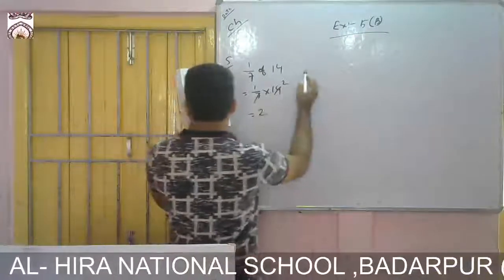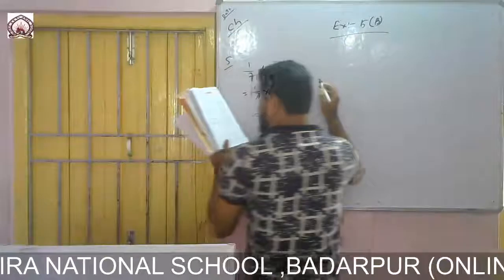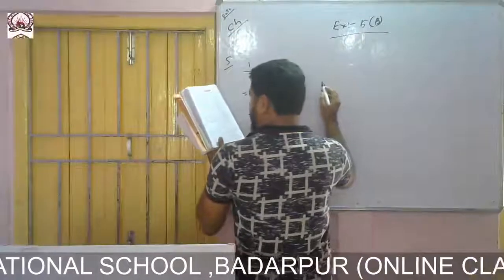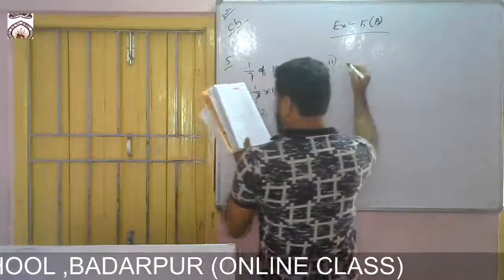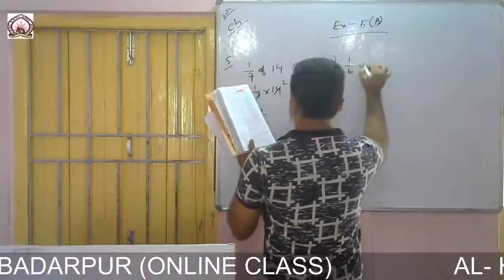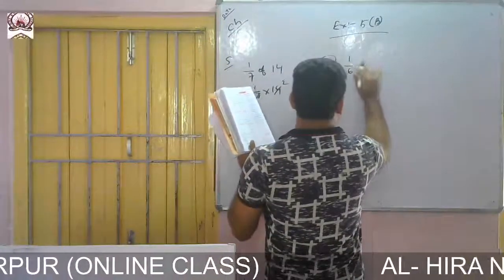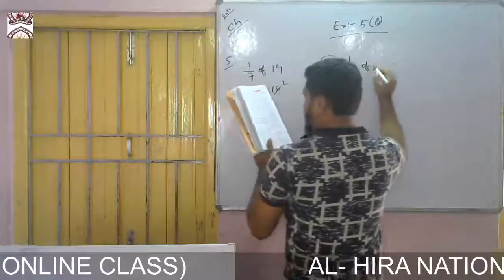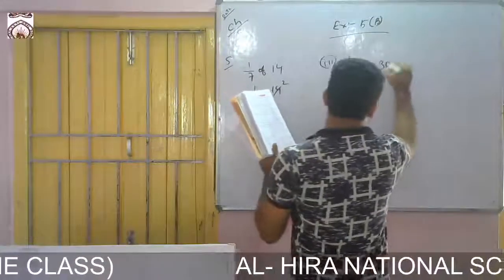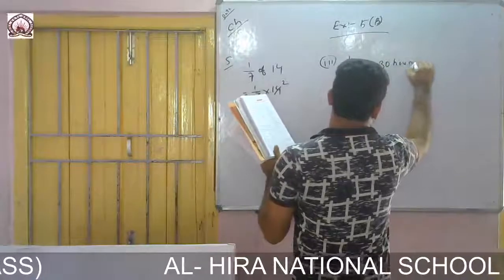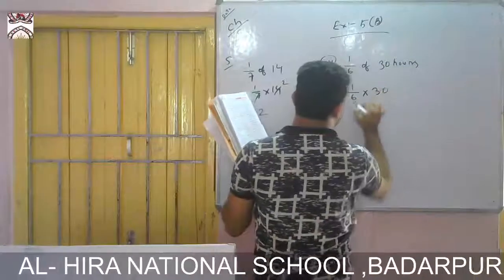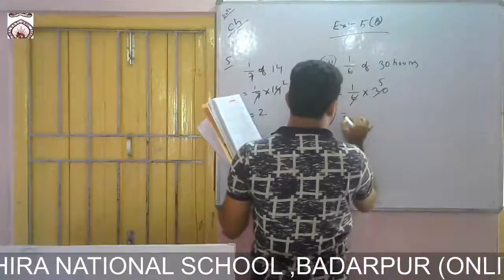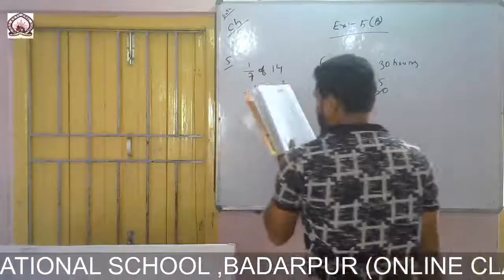Now come to question number 2. Question number 2 is same. Just you have to cancel. 1 by 6 of 30 hours. All are same. So 1 by 6 into 30. 6 5 ja 30. Answer is what? 5.